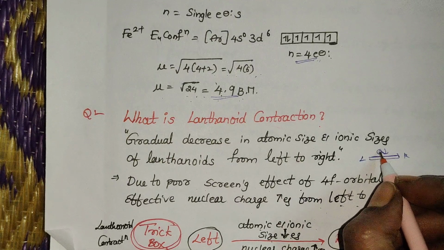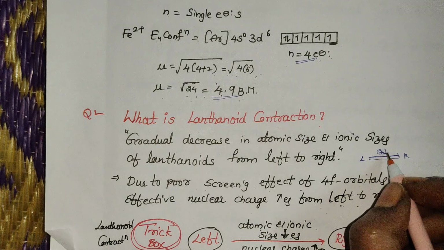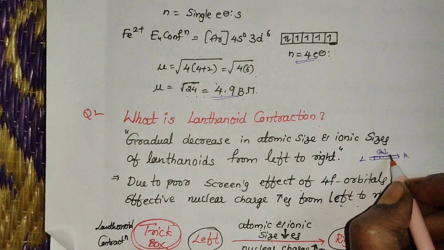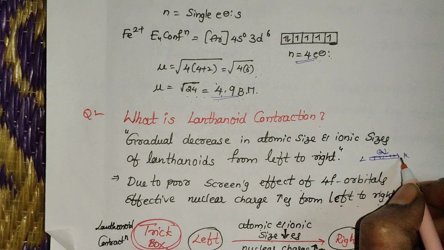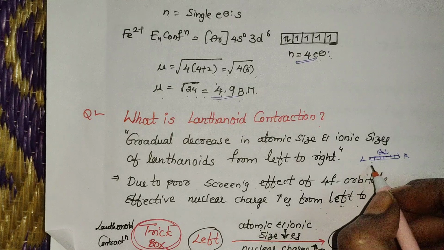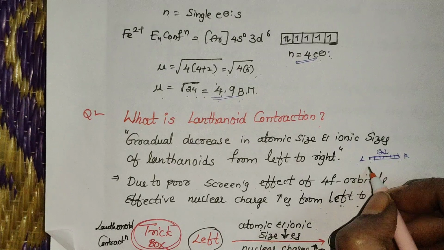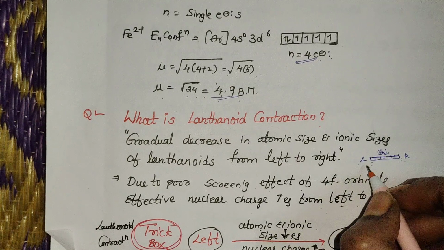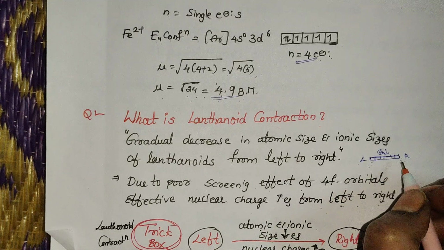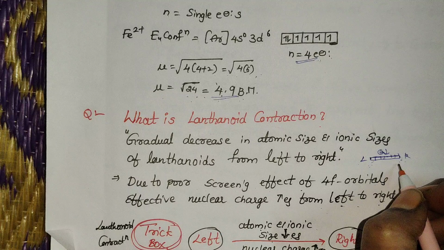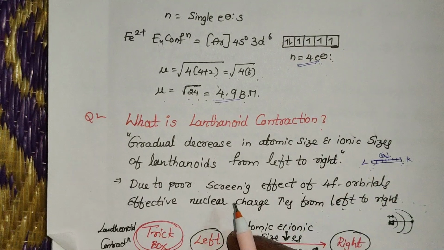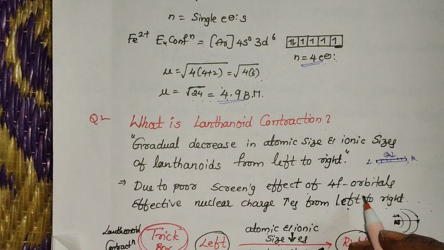Okay, if you take the ion, that is called the ionic size. It decreases from where to where? From left to right. There are 14 elements, right? So from left side to right side, the size decreases. Actually, when atomic number increases, size also increases, but here the reverse condition is there. Even though atomic number increases, what is happening? Atomic size is decreasing.